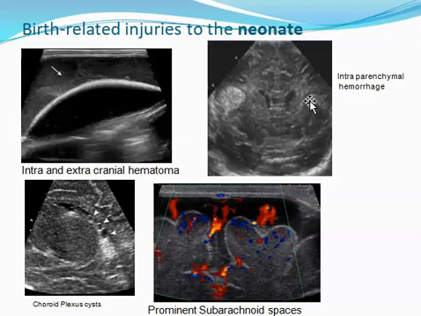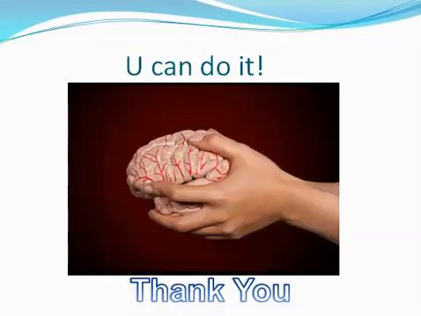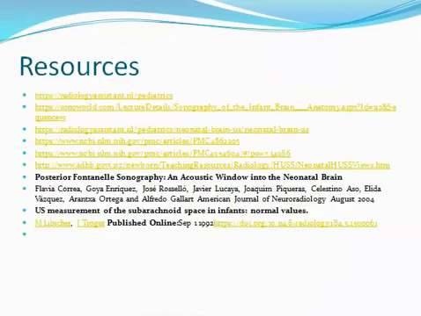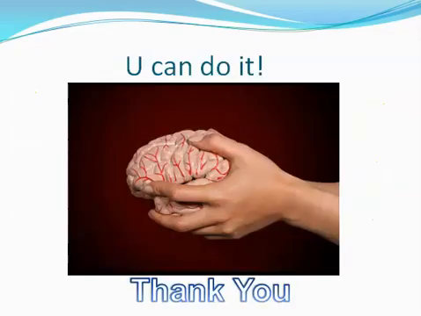skin of the baby's head. This image shows you a very white, bright echogenic structure. This is the intraparenchymal hemorrhage. Look over here, this shows the choroid plexus cyst. And in the previous images the subarachnoid space was very small, but now look over here, the subarachnoid space is dilated. It is very much increased. So this is all about the neonatal intracranial ultrasound. These are some of the references which I used for the preparation of this video, and thank you so much.